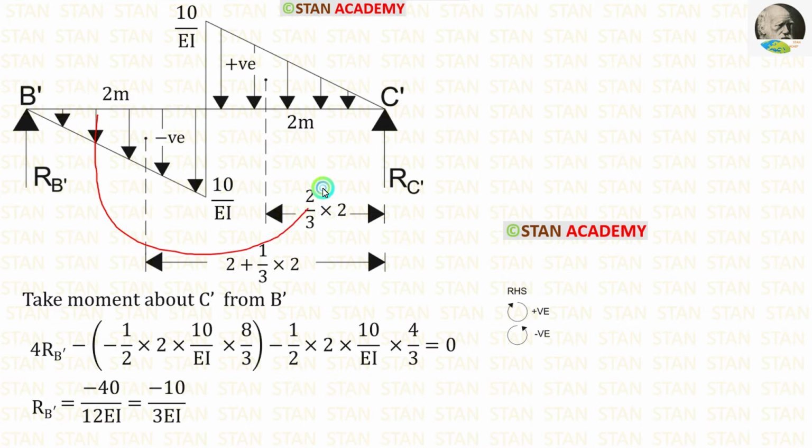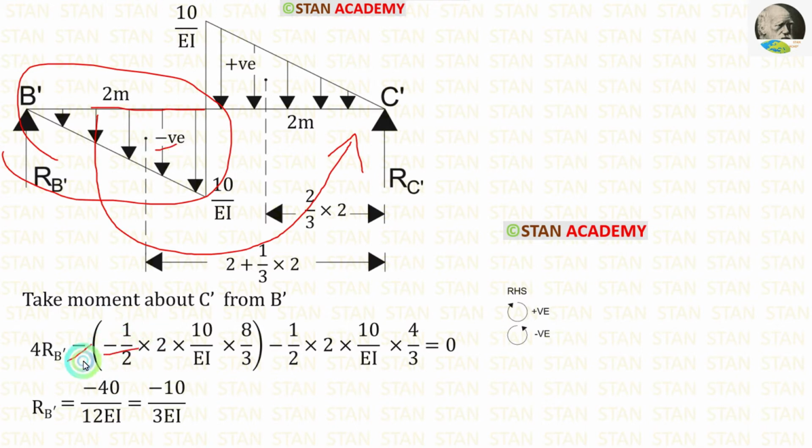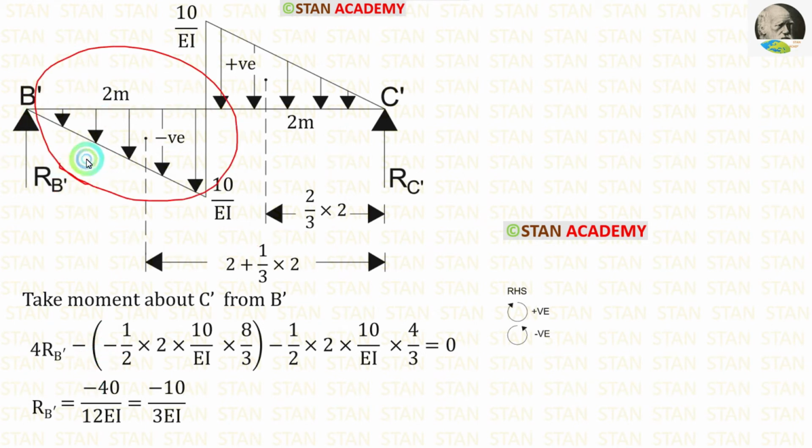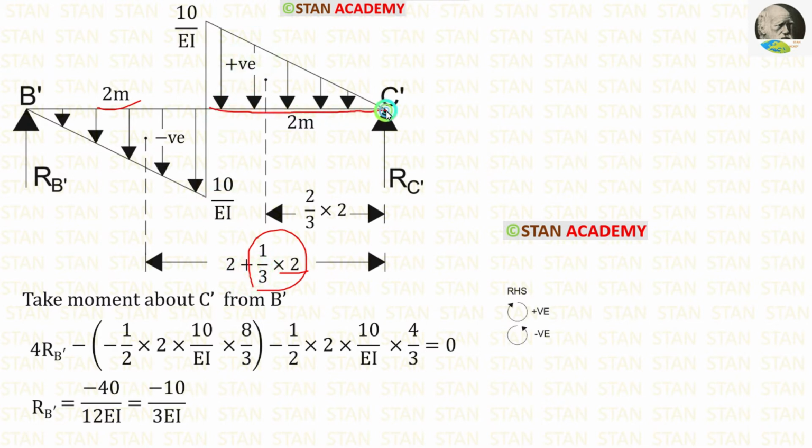This UVL is acting towards the point C dash in the anti-clockwise direction, so it will be negative. This triangle is below the line, so we have to apply one more negative. Negative into negative, it will become positive. For this triangle, we have to multiply the area with the centroid. The centroid towards the right is 1 upon 3 into breadth. Here the breadth is 2. Then we have to add this distance, that is 2. So for the centroid we are getting 8 upon 3.